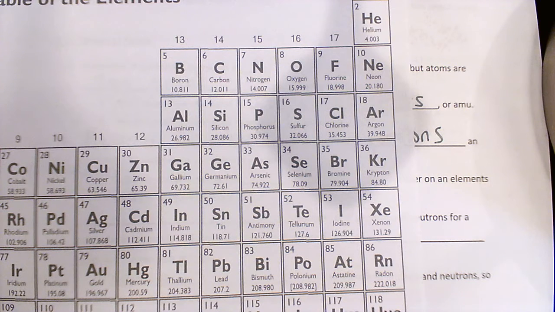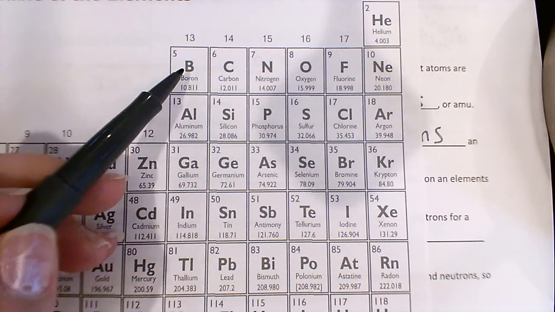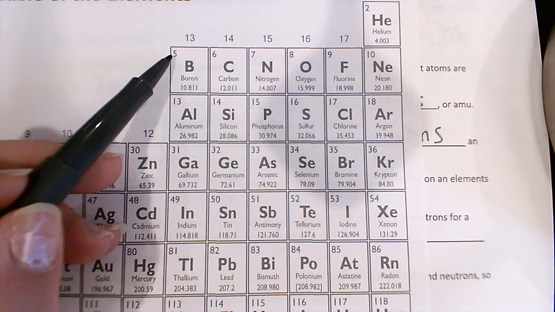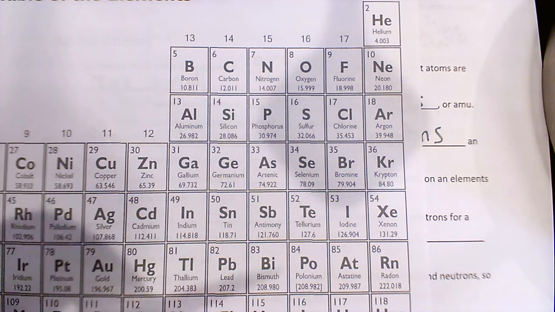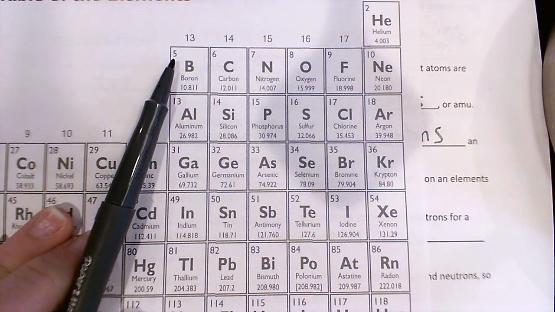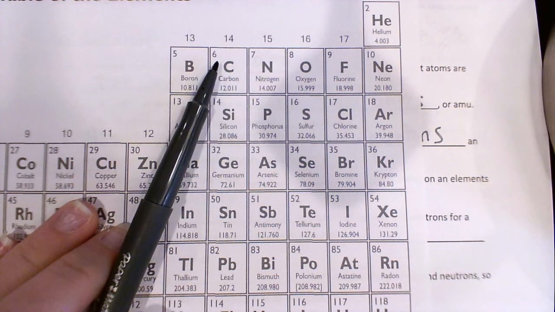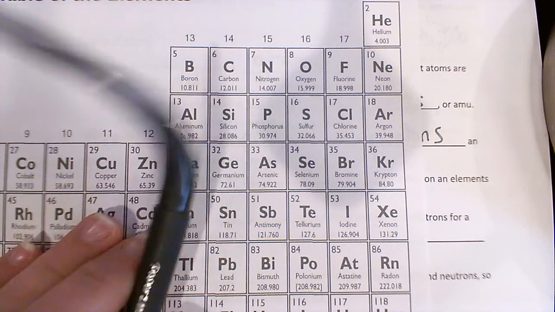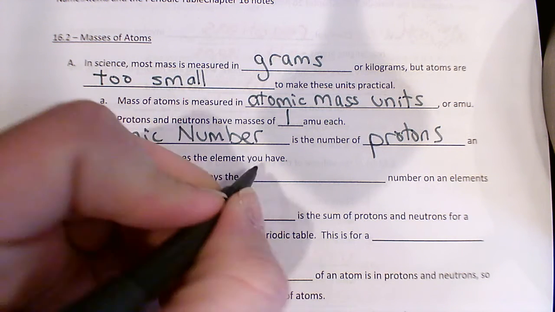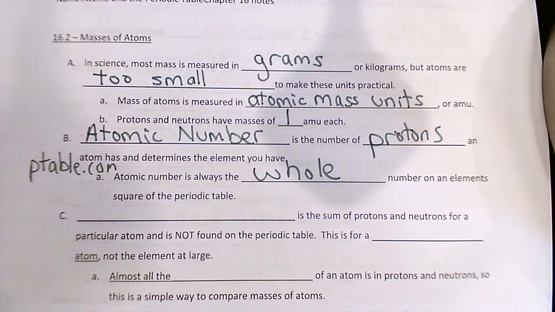So here is some of the periodic table, and in each box there's a couple numbers. There's always one that's a whole number and one that has some numbers after the decimal point. When we want to know how many protons, I cannot have part of a proton, right? I have 1 proton or 2 protons or 3 protons. So the number of protons, or the atomic number, has got to be the whole number. You notice it just goes up by 1 every box. So I should have 5 protons, 6 protons, 7 protons. It's always the whole number on an element square of the periodic table.